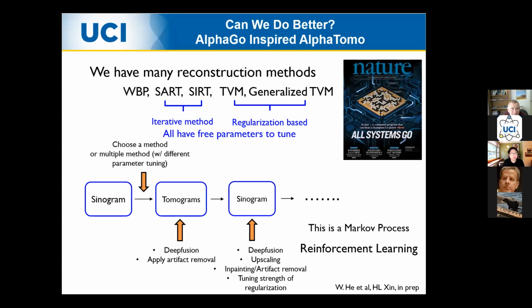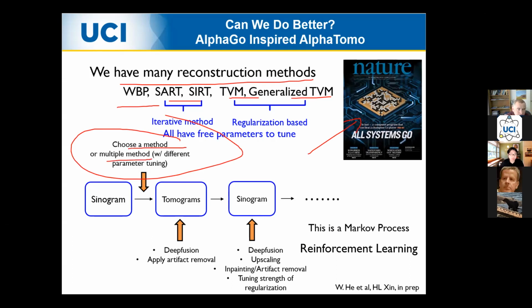And we're really trying to learn from Google, where they have the policy network, the adaptive learning that can create a neural network to play the Go game. Here for our reconstruction, we have different methods. I'm not going to go through that. Essentially, this is a kind of policy network process where you can choose a method or multiple methods to reconstruct it. You can choose different tuning methods.